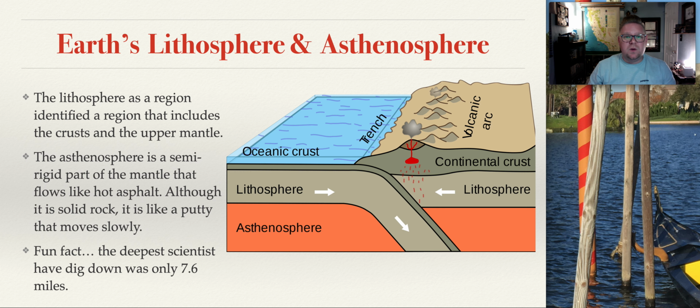Our next layer will be the lithosphere and the asthenosphere. The lithosphere is known as a region that includes the crusts, which is both oceanic and continental, but will also include the uppermost mantle.